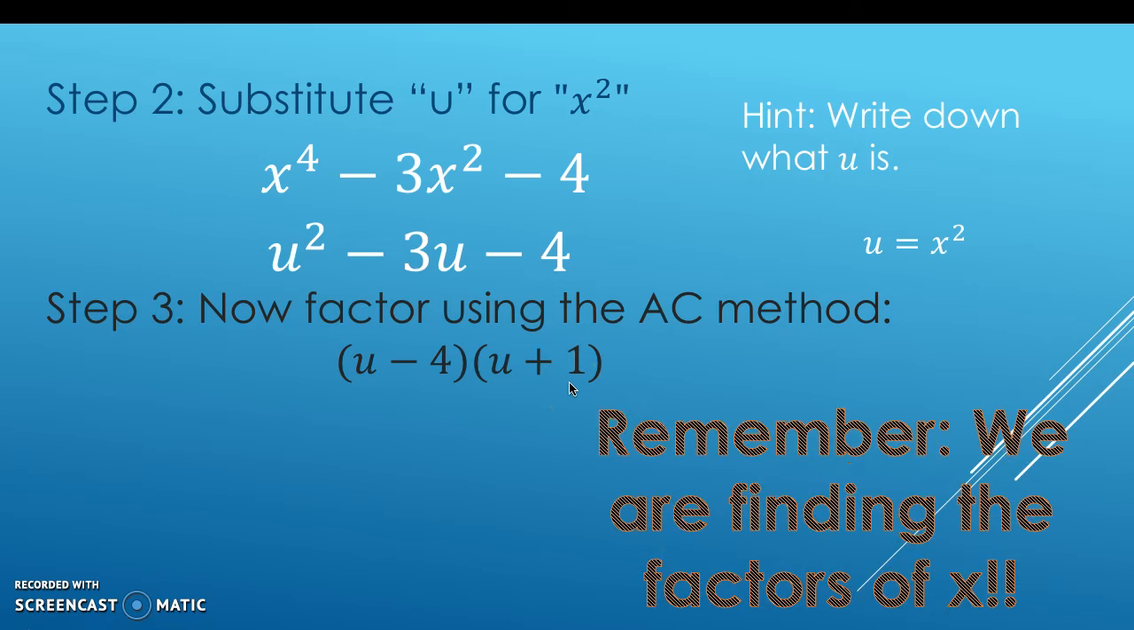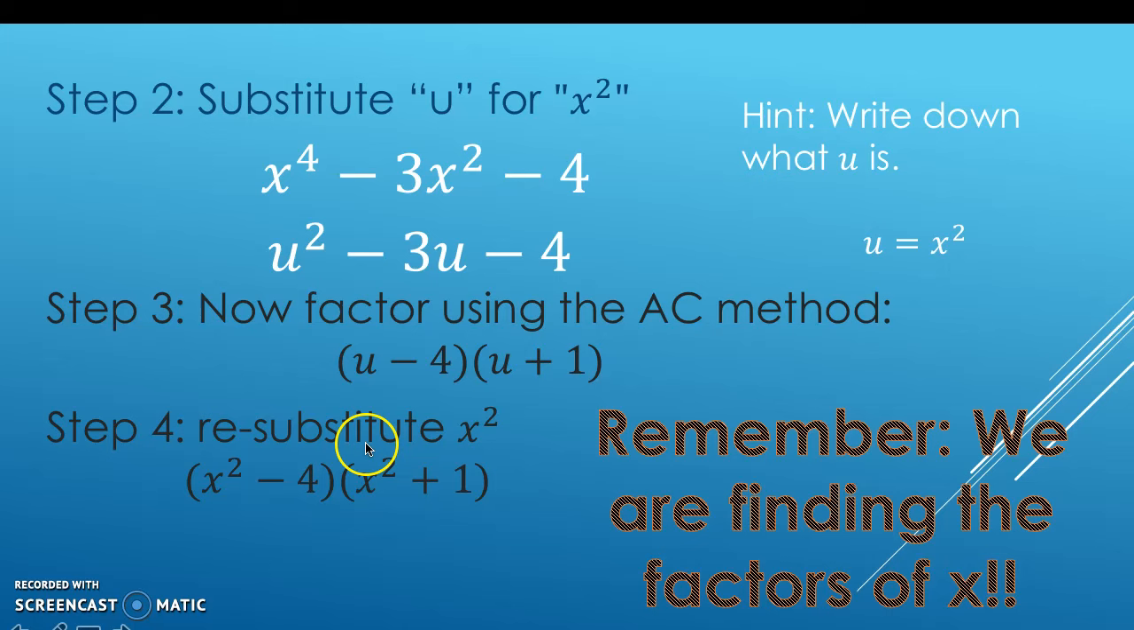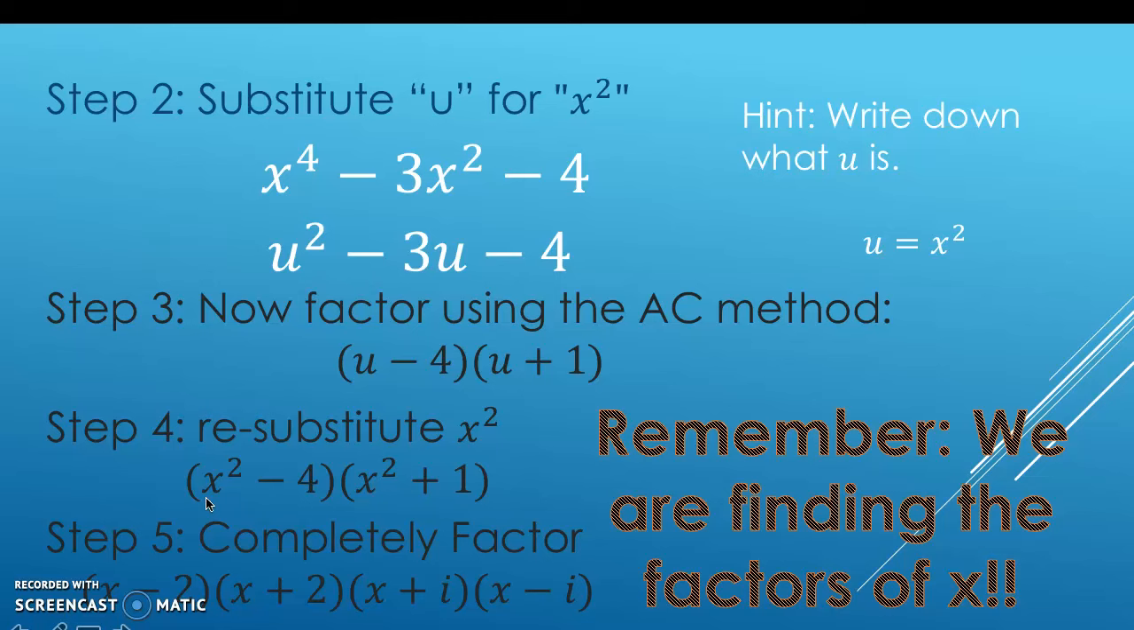We are finding the factors of x. So this is in terms of u, so we have to go back to the factors of x. So anywhere I see a u, I'm going to resubstitute x squared. That's our fourth step. And our fifth step is to completely factor.